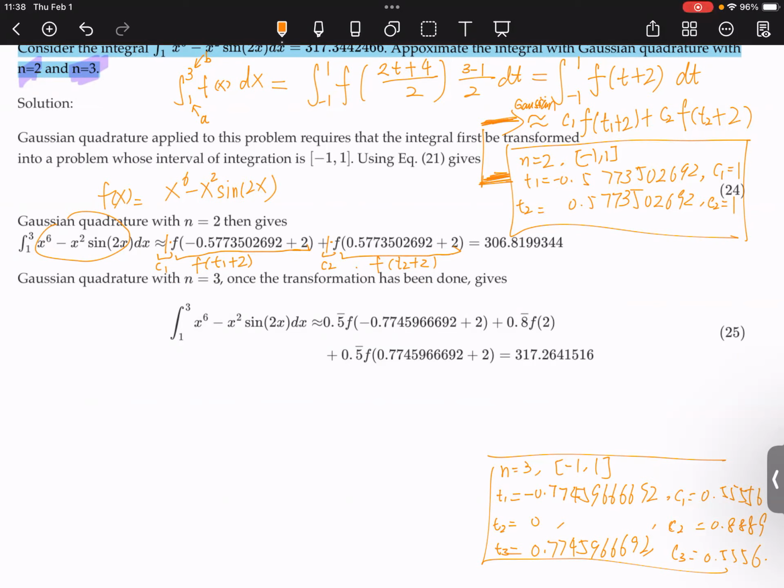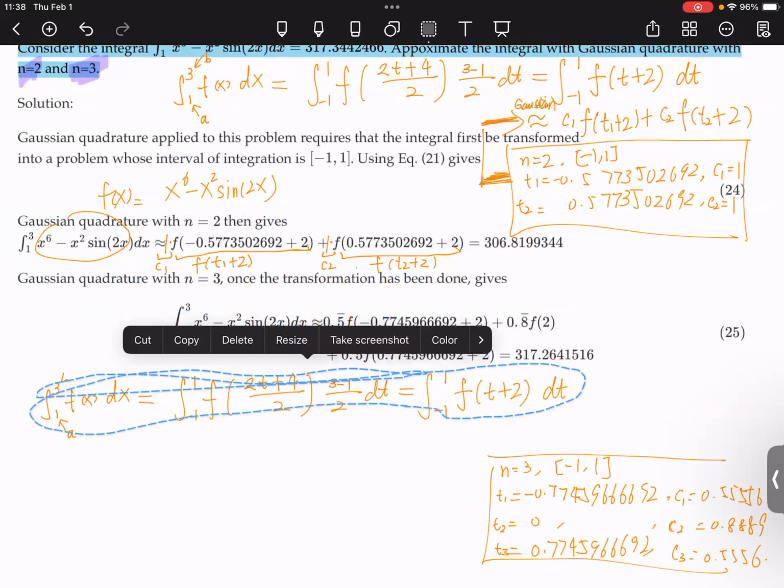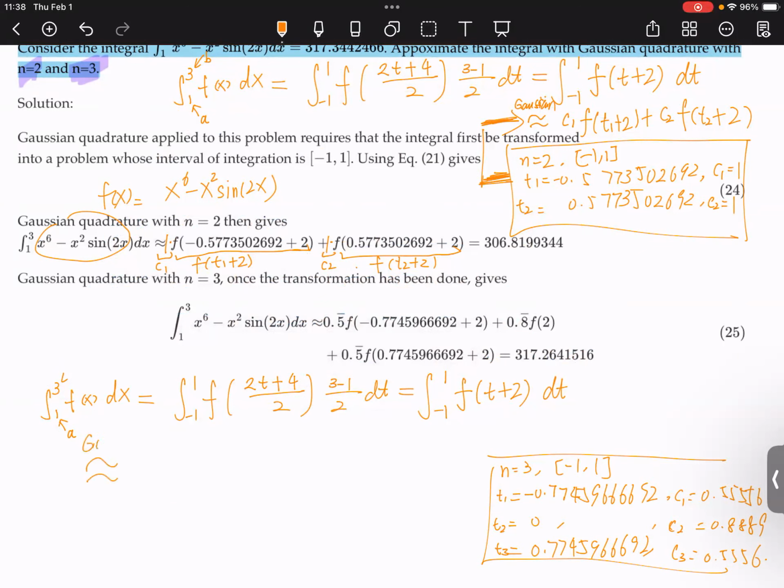And we are still using that change of variables at the very beginning. After the change of variables, we are still using this expression here. But now we are going to use 3 nodal points, which means that with the Gaussian quadrature and n equals 3, we get c1 f(x1) plus c2 f(x2) plus c3 f(x3). And you will see the actual calculations here. C1 is around 0.5. And this is the problem here.